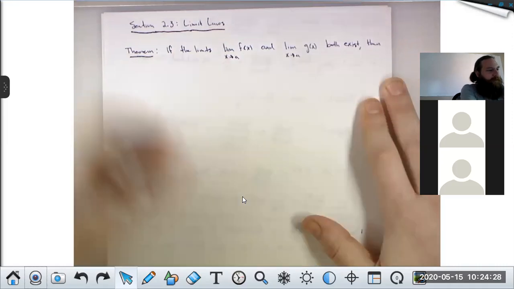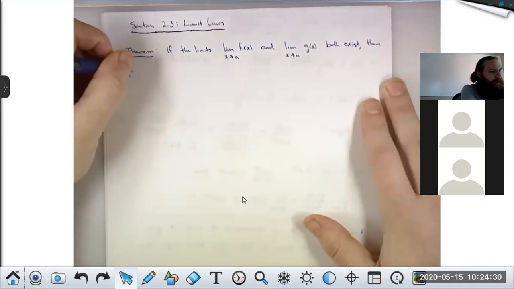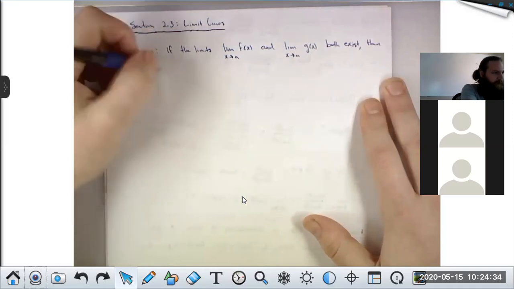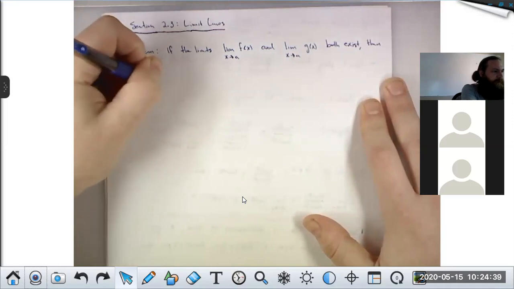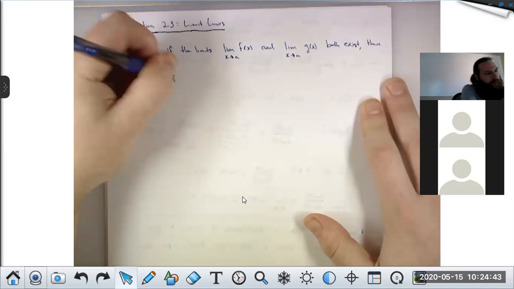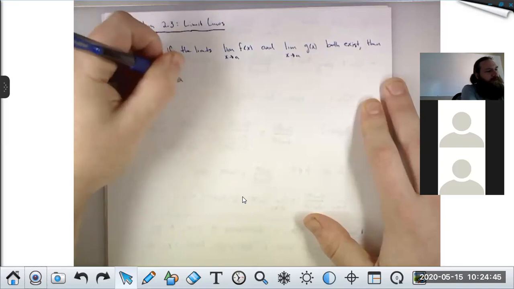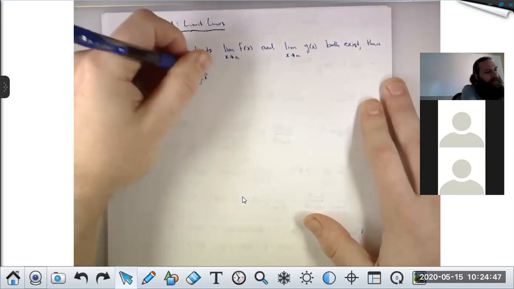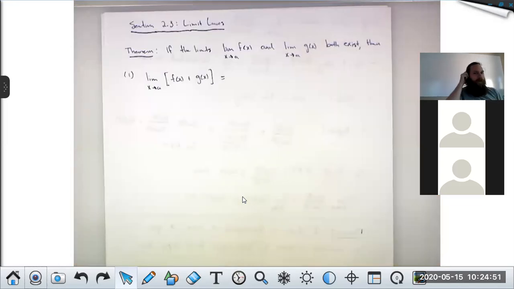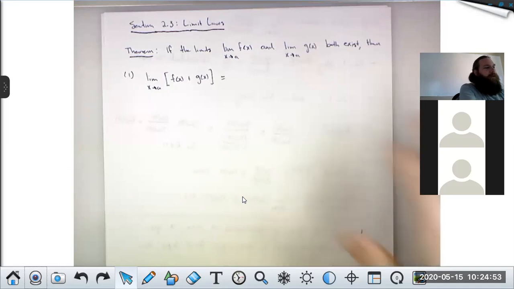We got lots of stuff here. So make sure you've got lots of room on your page. Then the limit as x approaches a of f of x plus g of x is going to be the limit of f plus the limit of g.